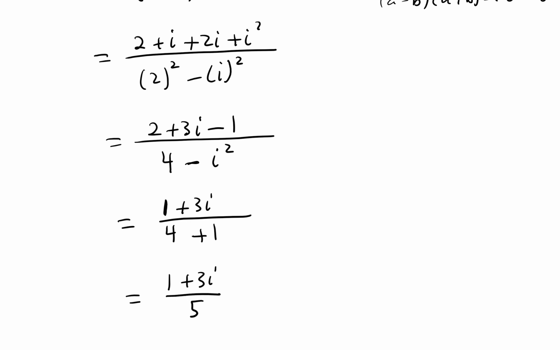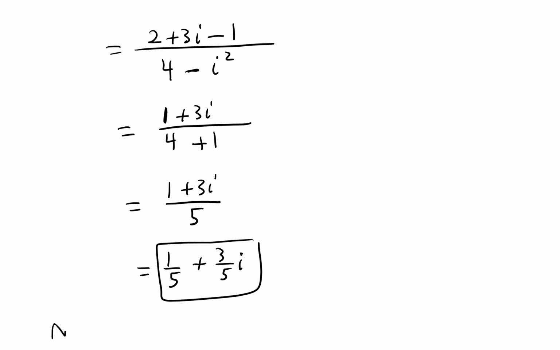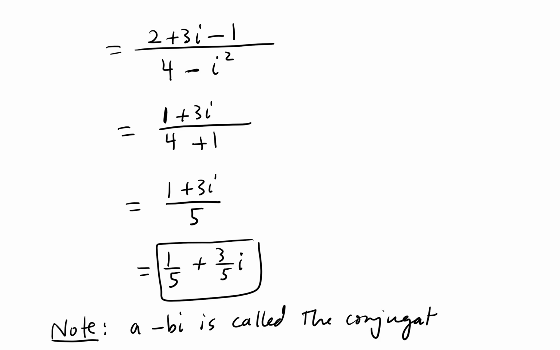But guess what? We're not going to leave it like this. We're going to write it in standard form. How do you write this in standard form? You can split it up: 1 over 5 plus 3 over 5 i. That's the best answer. That's in standard form. So again, as a note, what I multiplied by is called the conjugate. So a minus bi is called the conjugate of a plus bi.